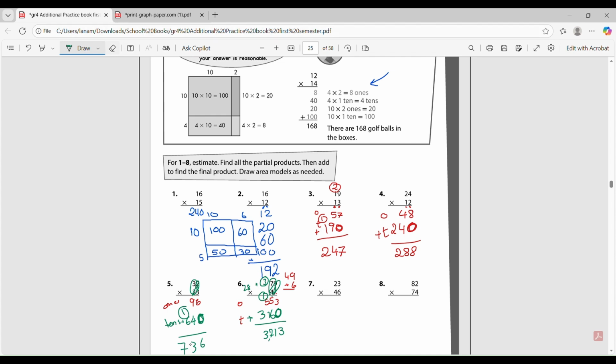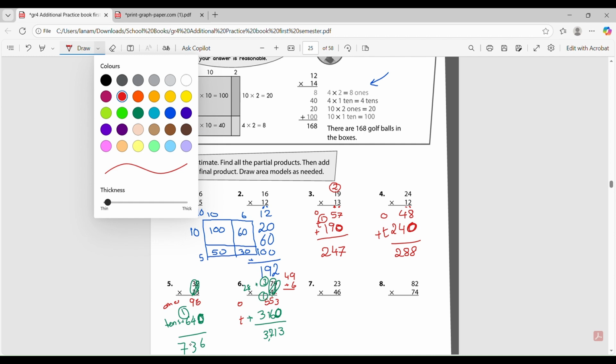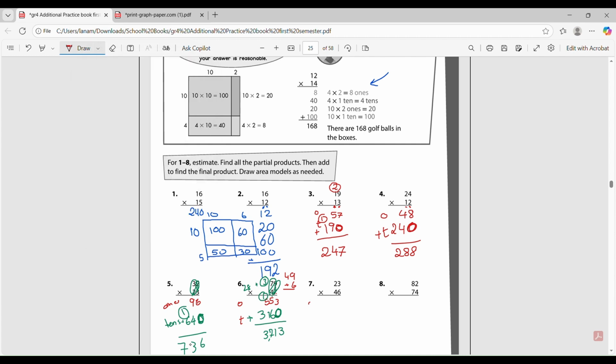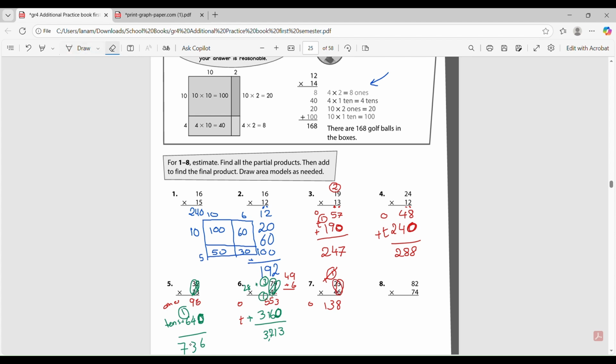Now number 7. First I start with the ones of the first number to the heart method. 6 times 3 is 18. 6 times 2 is 12, plus 1 is 13. I already used this number, so I'm going to cross it out. Now we did the heart method for the first number. Now we will do it for the second number.